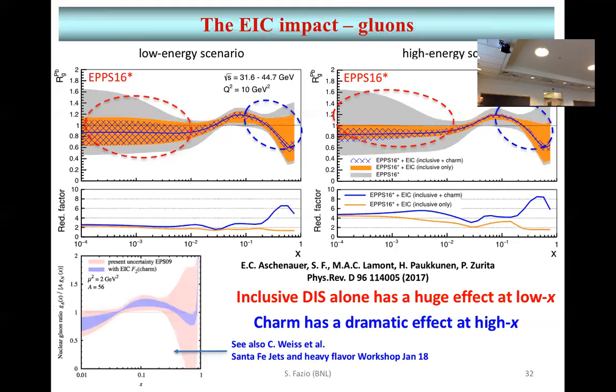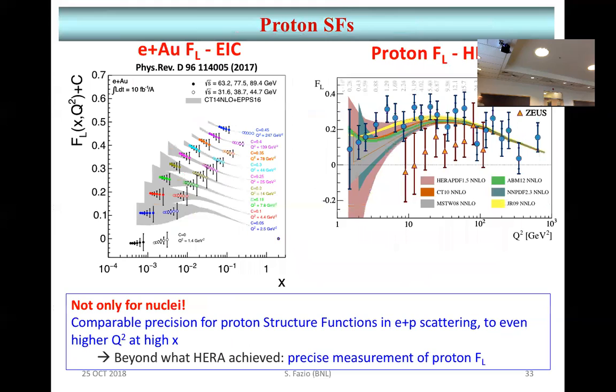This is a zoom at large x, and again, they find the same conclusion. It will be a remarkable job to measure charm at the EIC and to see how we can constrain gluons at large x. Another thing is the FL, and here is the FL for gold that we simulated. These are the various FL that you can measure with a lower energy or a higher energy EIC, both together, compared with here.